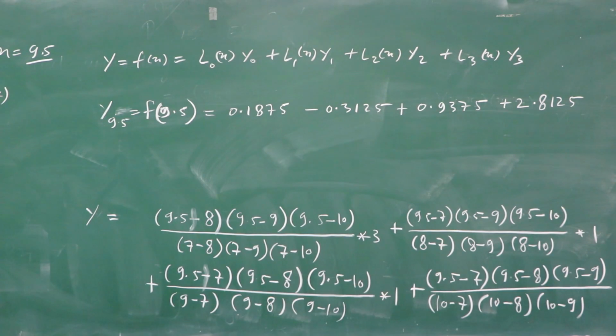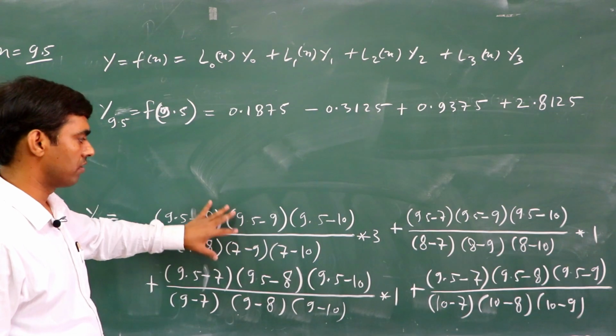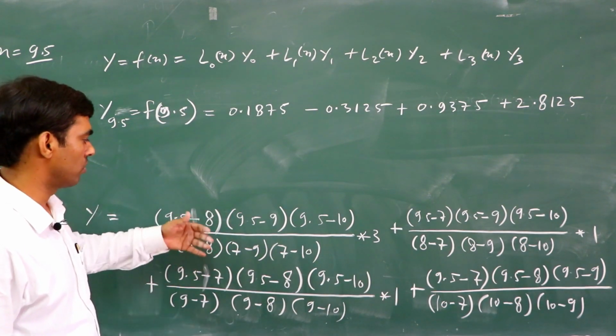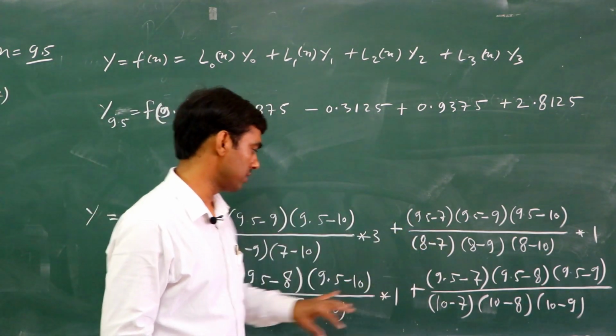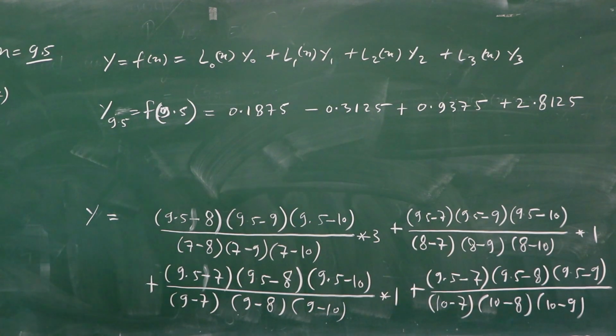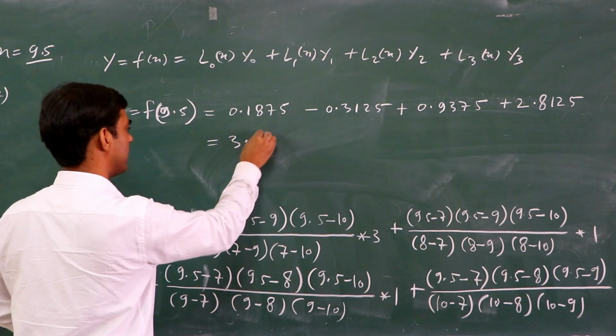We have already noted down these values because you cannot calculate them manually without the help of a calculator. With a calculator, if you calculate the values of these four terms, we verify they are 0.1875, minus 0.3125, 0.9375, 2.8125. Now the result becomes 3.625.